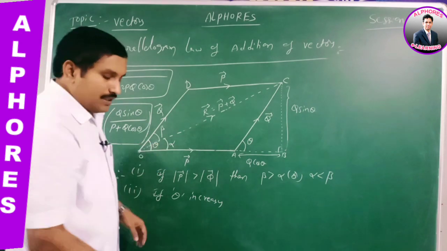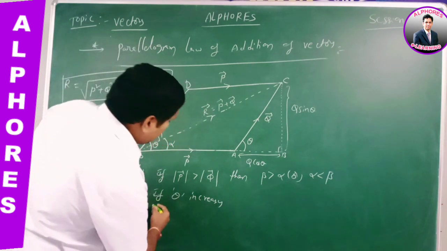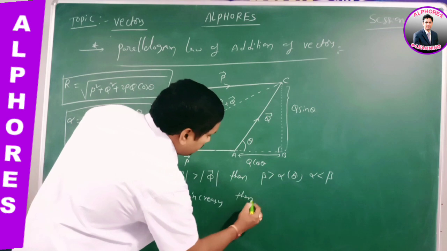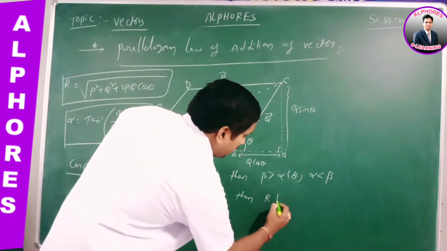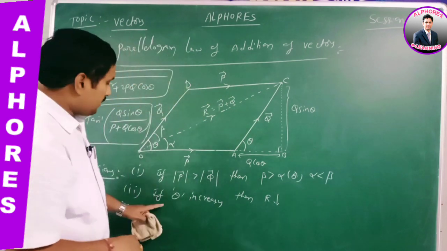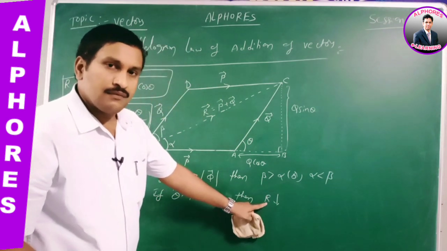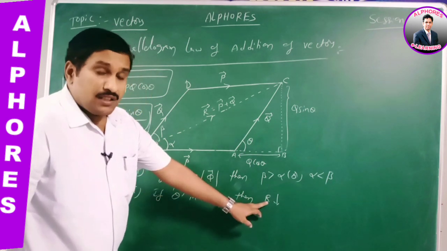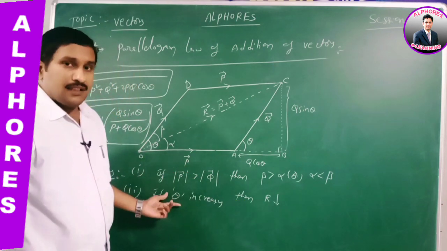So as per the results, for example, we have to see in the next cases, if the value of theta increases, then the magnitude of resultant R value decreases. Theta increases means R value decreases. How will it be decreased? Okay, so how does the magnitude of resultant of two vectors decrease when the angle between the two vectors increases? How will it be?